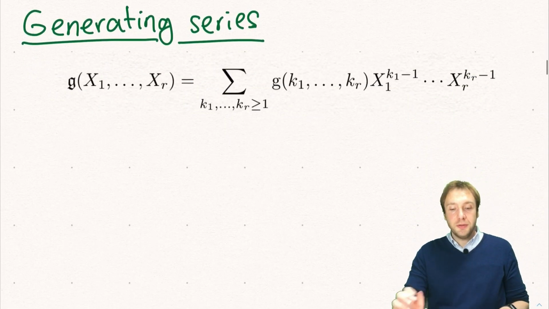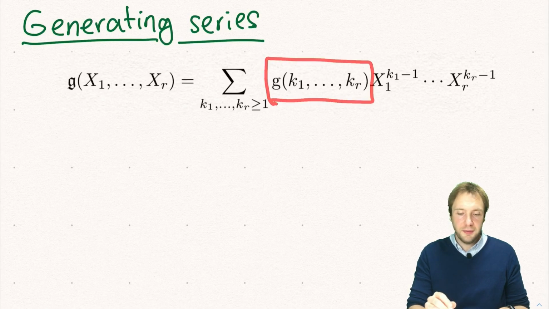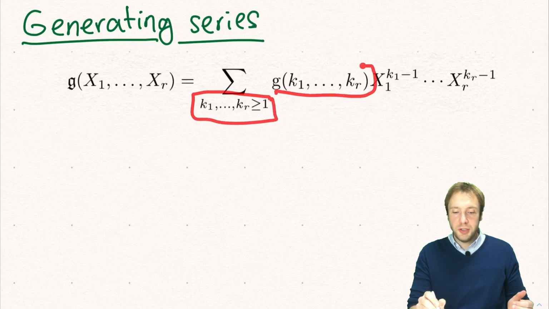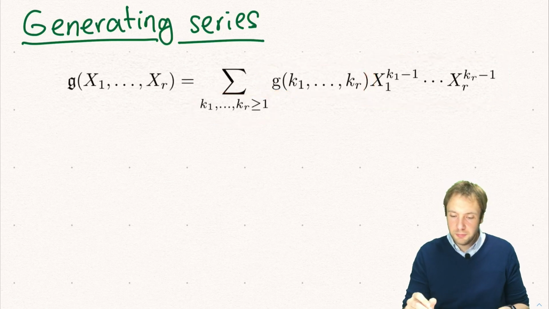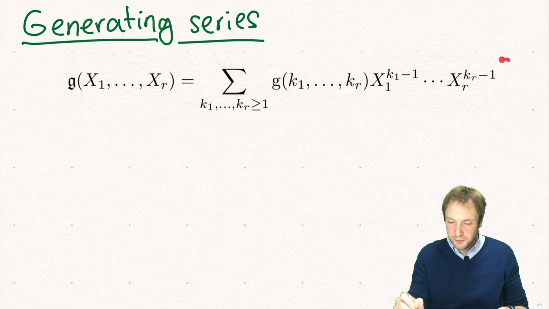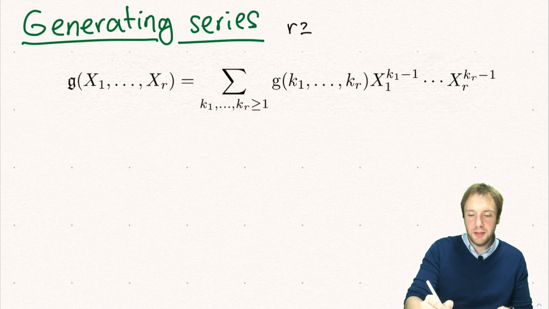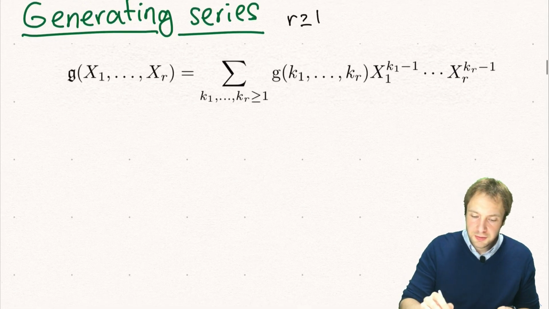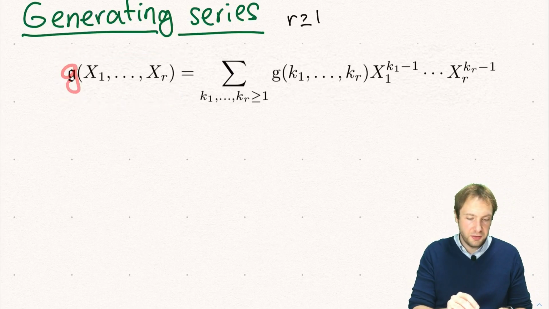Okay, so the generating series of these small g's, which are defined for all k's. Generating series just means I take the sum of all of my objects and write them in front of some coefficients of some variables here. So this makes sense for all r greater or equal to 1. And we denote this series here as German g of x1 to xr.